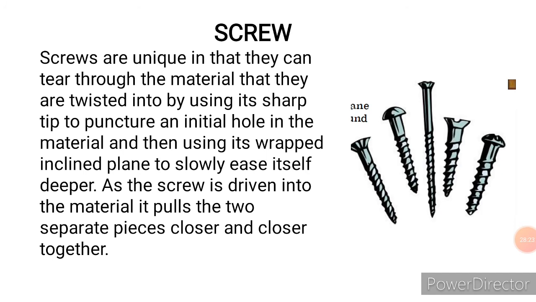Why? Because they can tear through materials that they are twisted into, by using the sharp tip to puncture an initial hole in the material and then using its wrapped inclined plane to slowly drive itself deeper. As the screw is driven into the material, it pulls the two separate pieces closer and closer together. That's why I say it's used to hold materials.